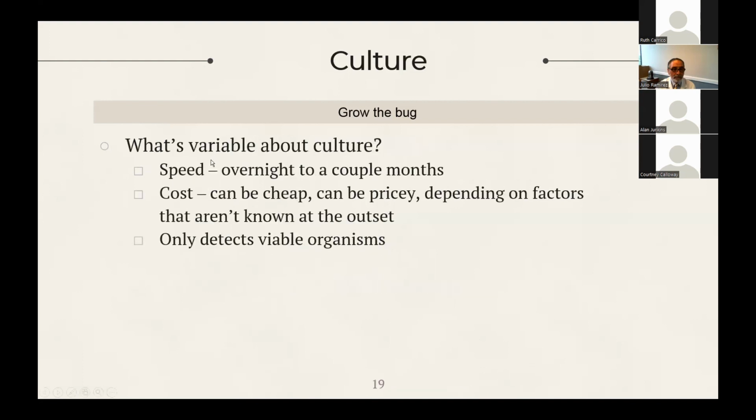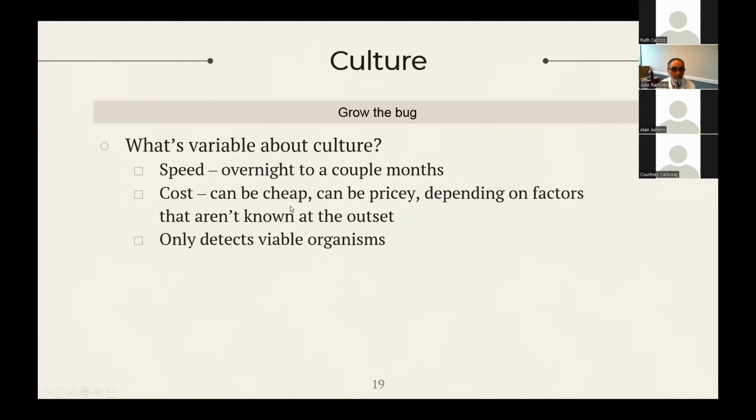What's good or bad? The speed might be good. We can grow a lot of bugs overnight. We can grow a lot of bugs in 12 to 18 hours. It would take longer than that sometimes to do PCRs or antigen tests, maybe. So sometimes it's good. Sometimes we go a couple months. If you want an AFB culture, it's going to be a couple months before you have a final negative.